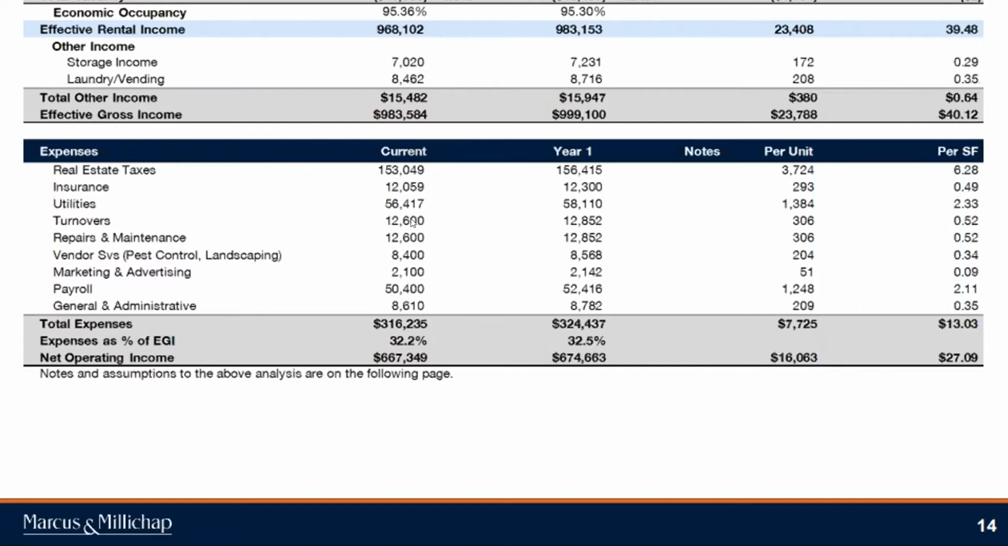They put turnovers. These are unit turnovers and maintenance. I'm going to put these together in our analysis. Vendors, marketing, payroll, admin. So they got a total number of 316. Their NOI here is 667. Now, let me just show you something real quick. The NOI here says 667,349.